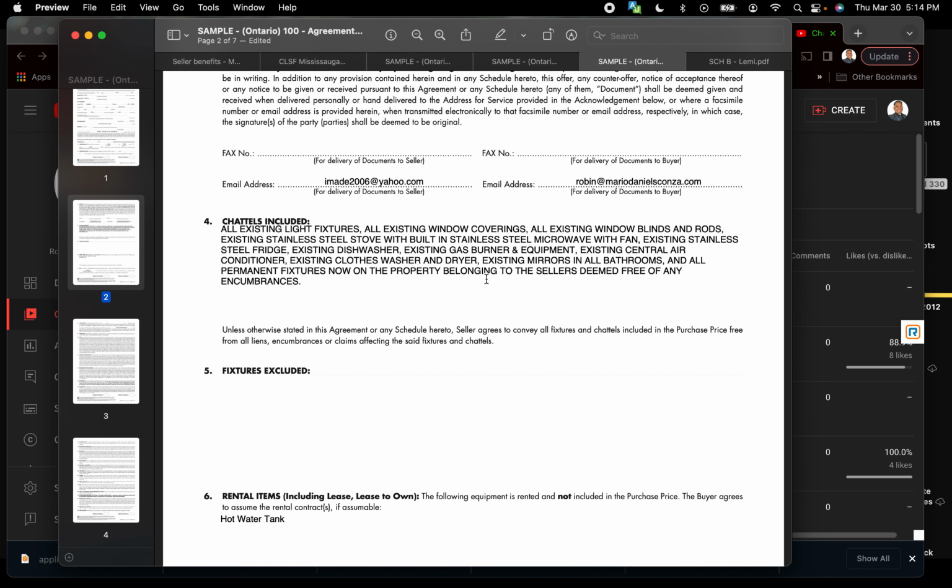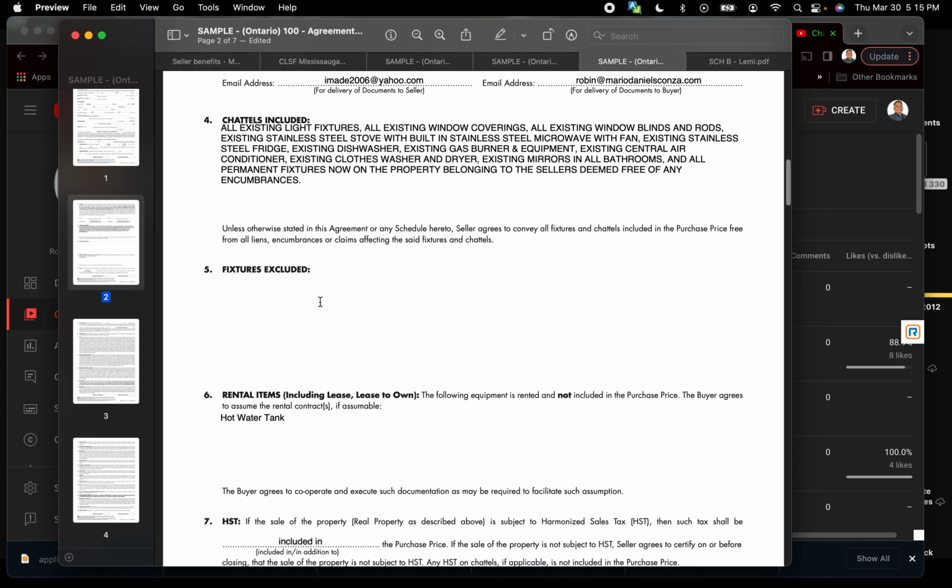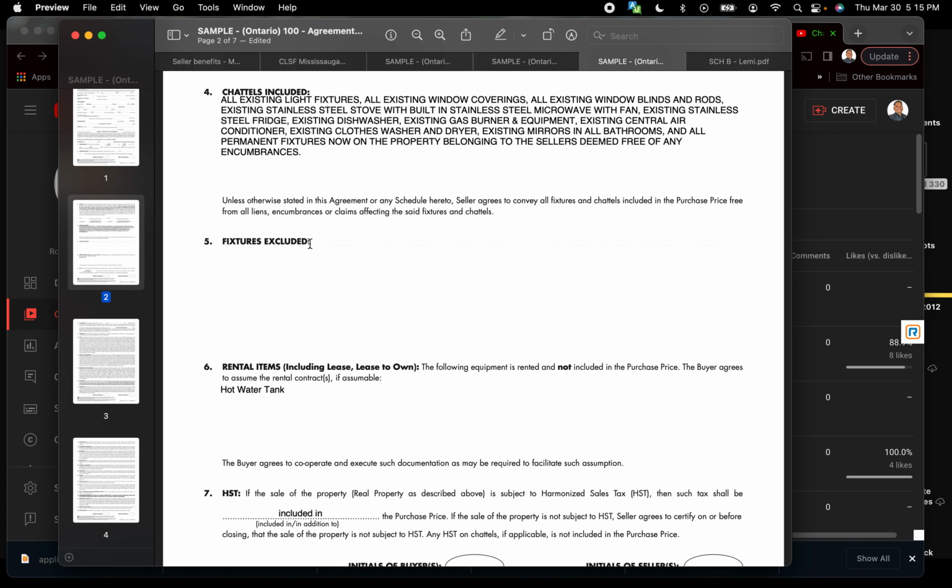and once again, on these properties, we want to make sure that these items are deemed free of any encumbrances. What that means is we want to make sure that you don't get a knock 2 months after moving into the place, from the bank saying that the fridge is unpaid or the stove is unpaid. So we want to make sure it's free from any encumbrances. Fixtures excluded. So if there's any fixtures in the property, like TV racks or a TV wall mount, for example, that the seller would like to take, then it would be placed here.